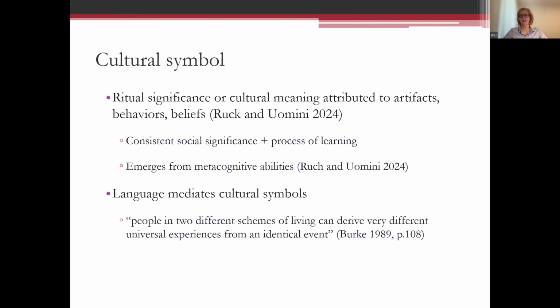Language itself mediates cultural symbols because people in two different schemes of living can derive very different universal experiences from an identical event. For example, the symbol red used in Indian culture versus the symbol red used in Ukrainian culture is different. In Indian culture, red could signify purity, which is not the case in Ukrainian culture.